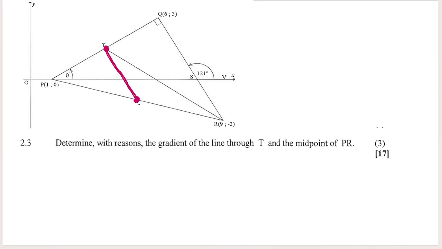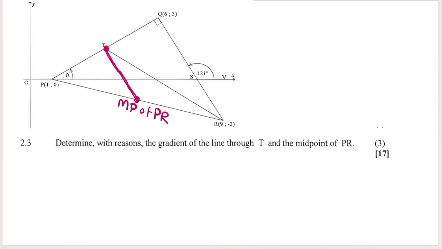This line over here, we don't know what this point over here is called. They don't tell us to give it a name. They don't say, so whatever. We're just going to call this midpoint. I'm going to say midpoint of PR. That's what I'm going to call that point. So they say the line through T and the midpoint of PR.